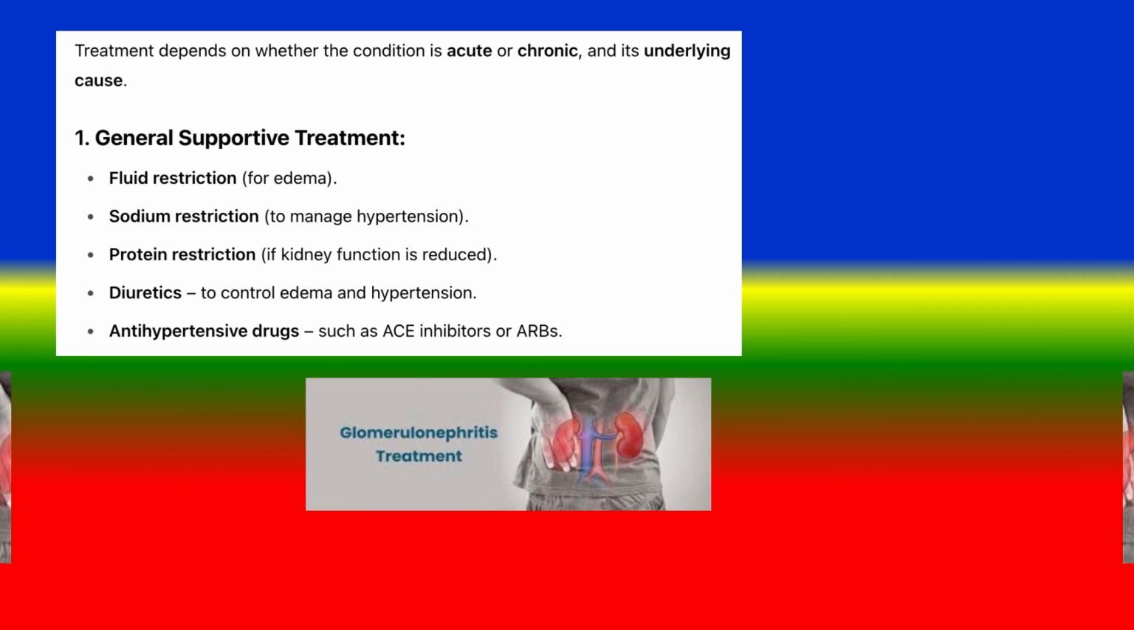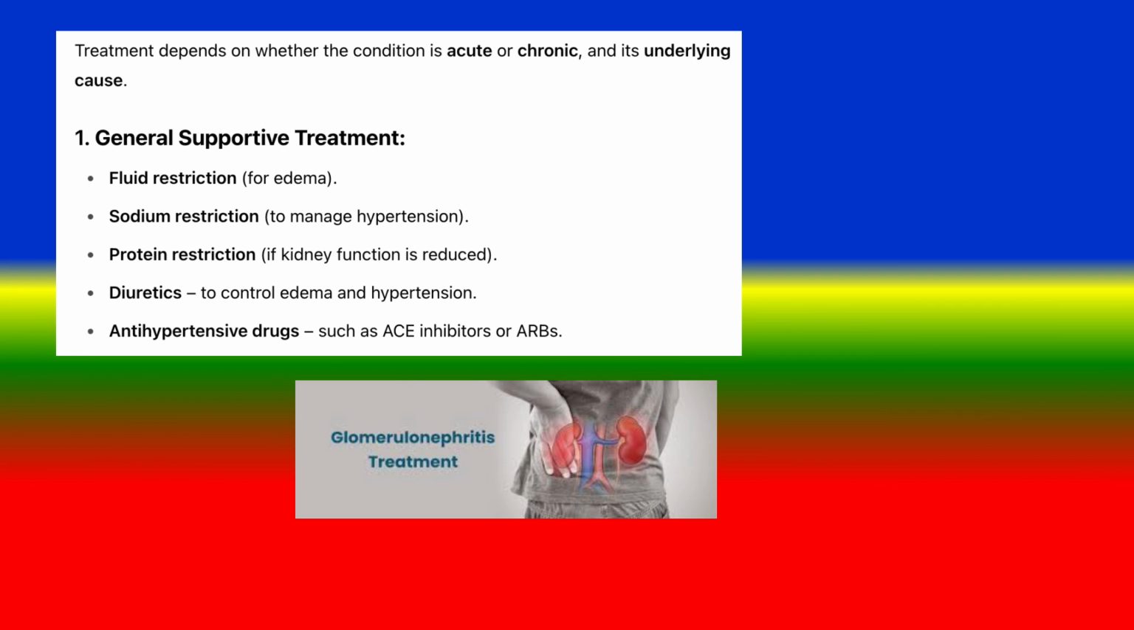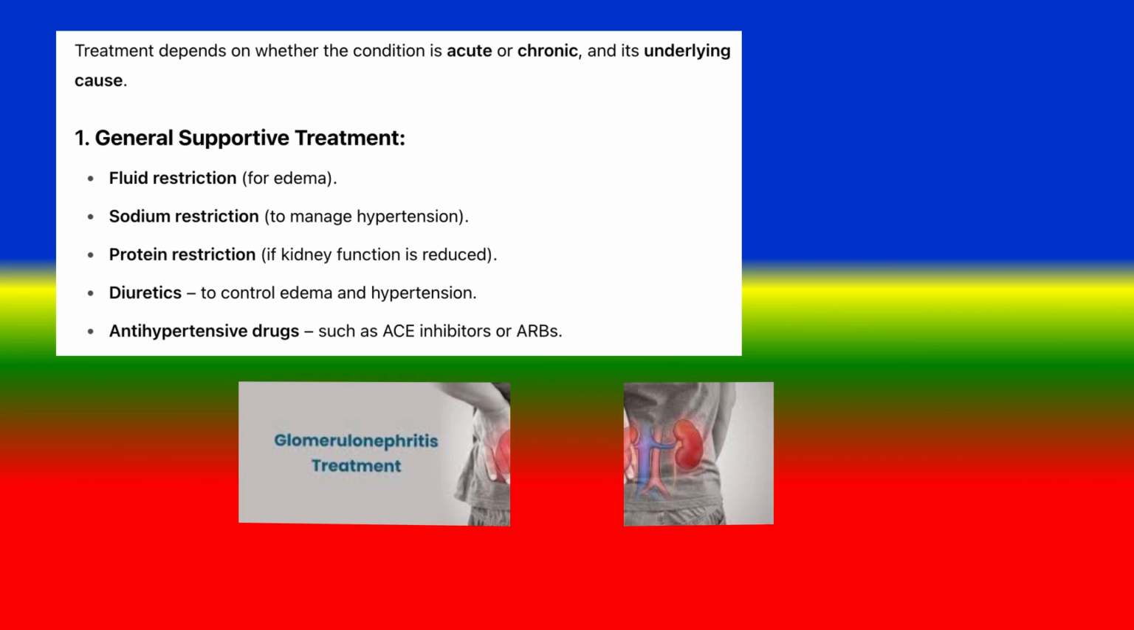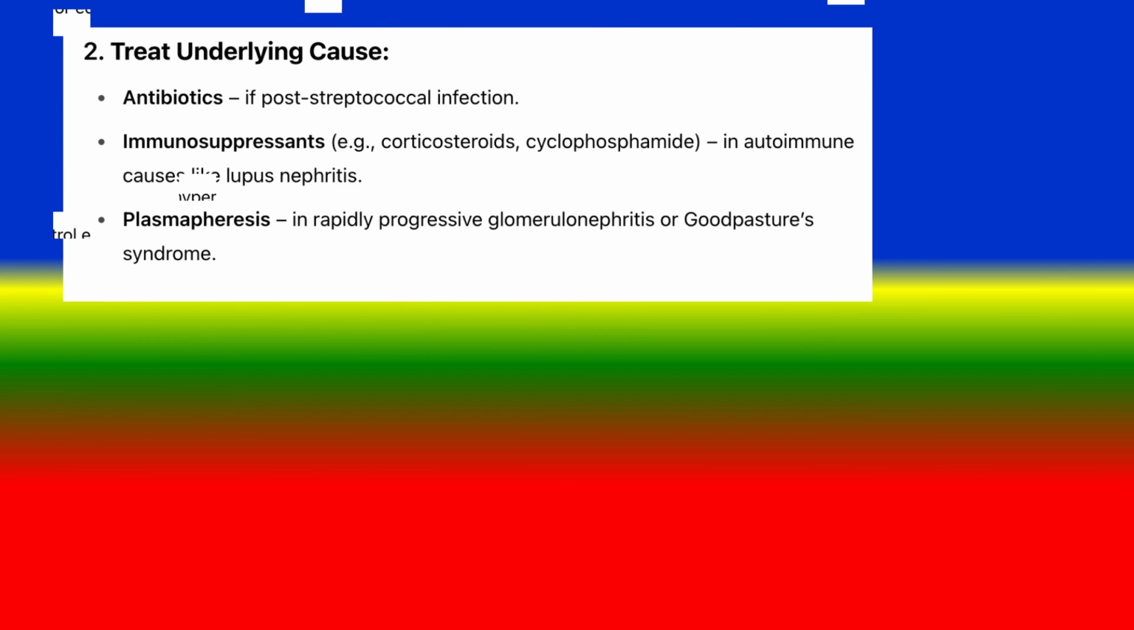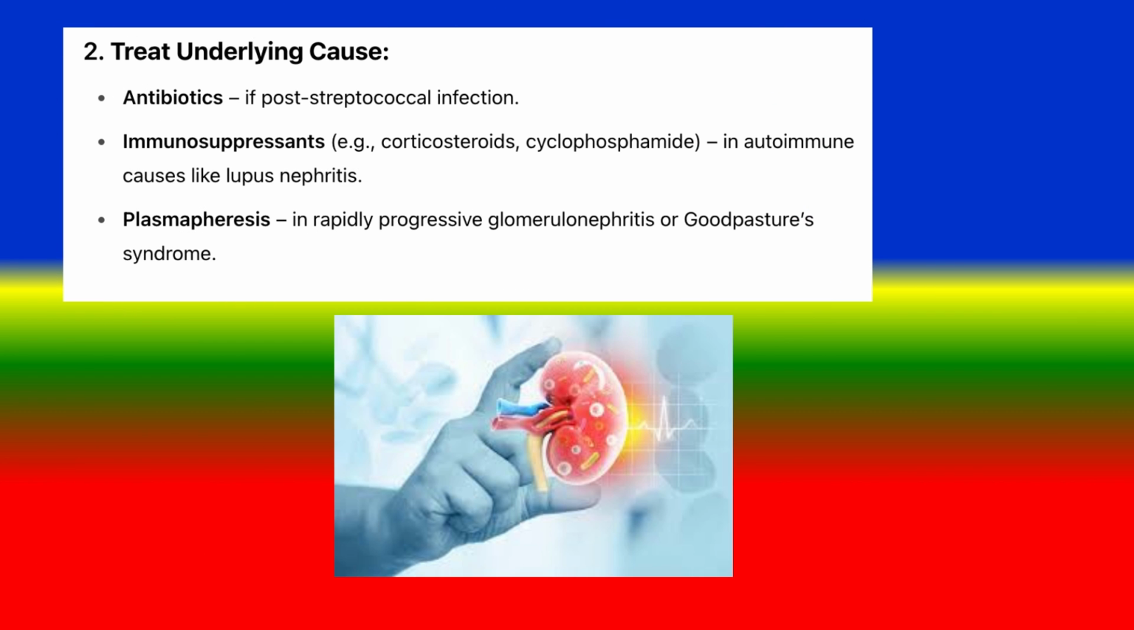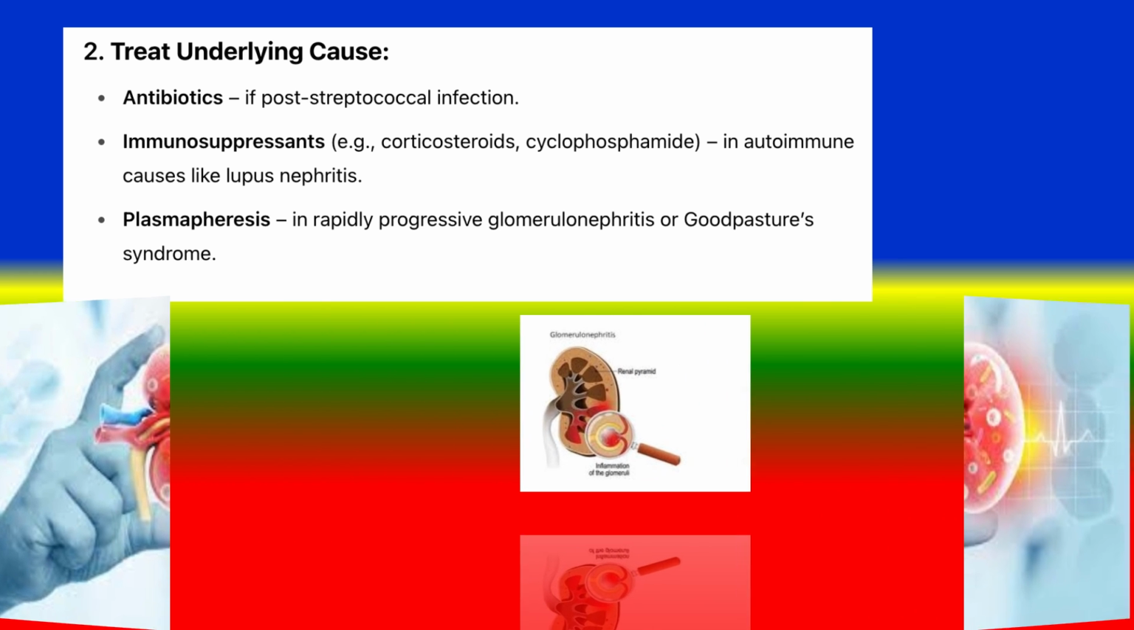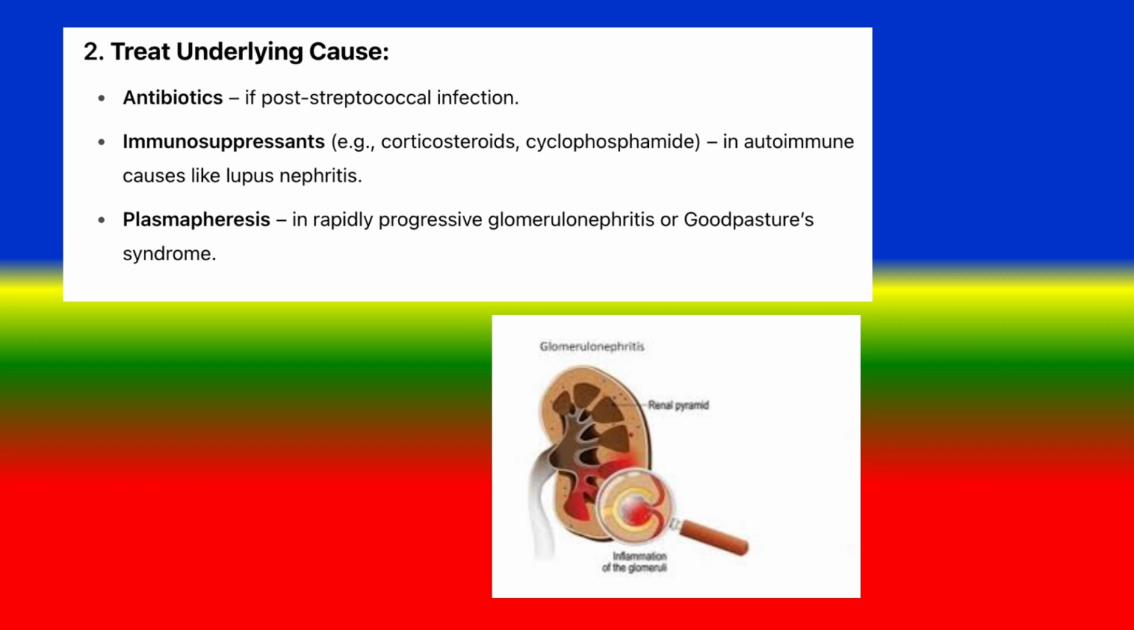Diuretics to control edema and hypertension. Antihypertensive drugs such as ACE inhibitors or ARBs. 2. Treat underlying cause. Antibiotics if post-streptococcal infection. Immunosuppressants, e.g. corticosteroids, cyclophosphamide, in autoimmune causes like lupus nephritis.